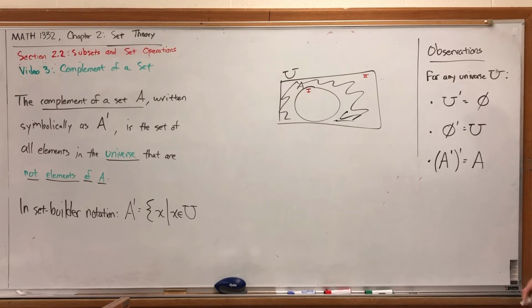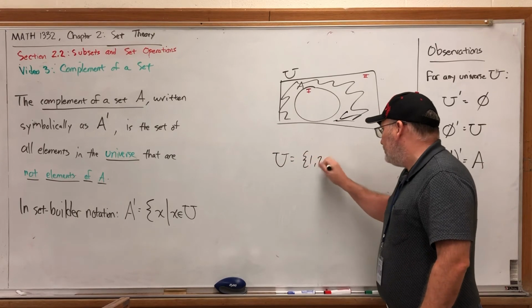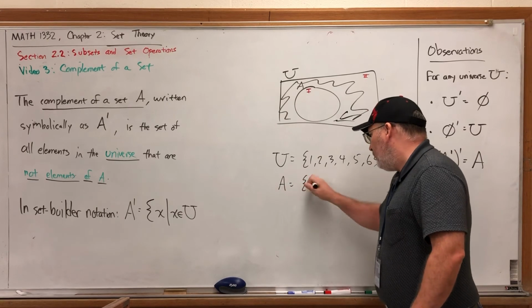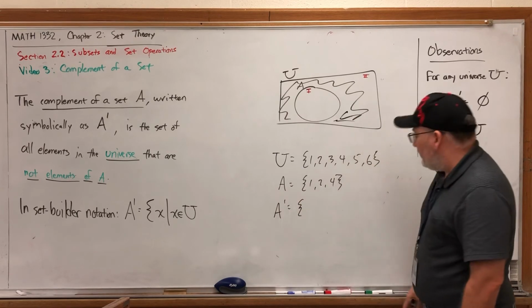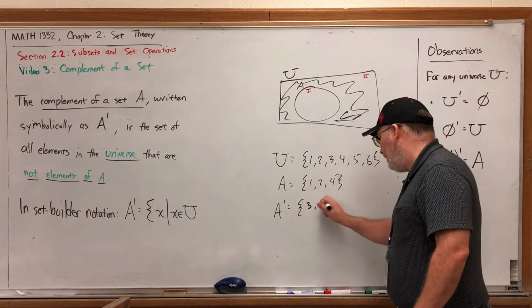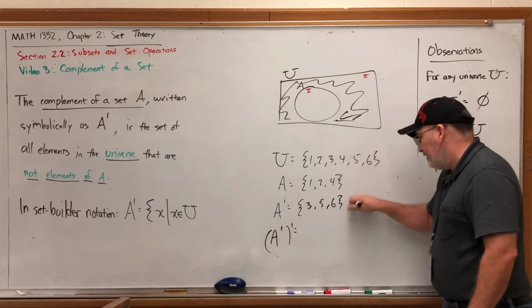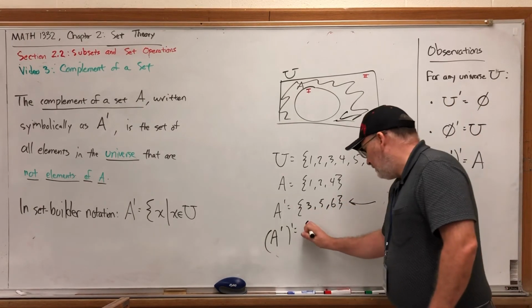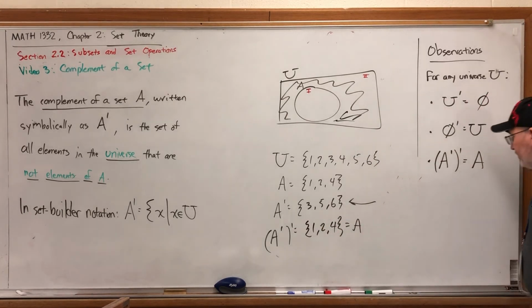It might. It might be easier if we had a numerical example. Let's go back to the first universe we had, which contained 1, 2, 3, 4, 5, and 6, and set A, which contained 1, 2, and 4. And I asked you what was its complement, and the answer was everything else, which was 3, 5, and 6. But if I ask you for the complement of the complement, I'm asking you for the complement of this set. Which numbers in the universe are not in here? 1, 2, and 4. Which, if you'll notice, was the original set. And in general, the complement of a complement is the original set.